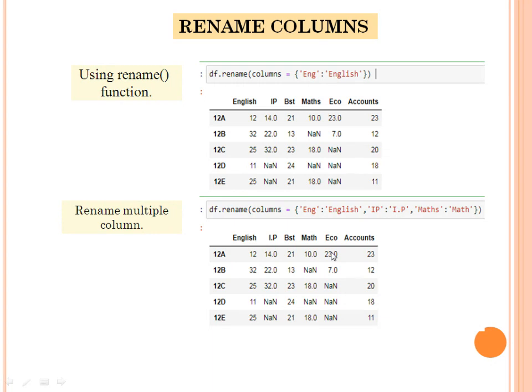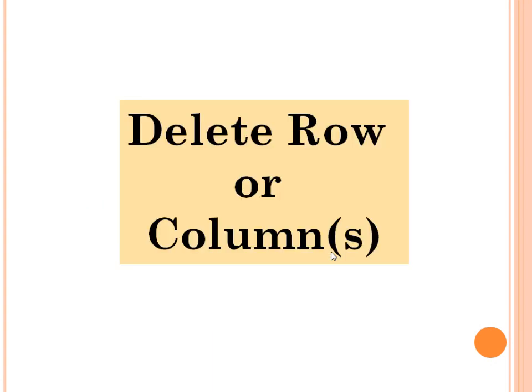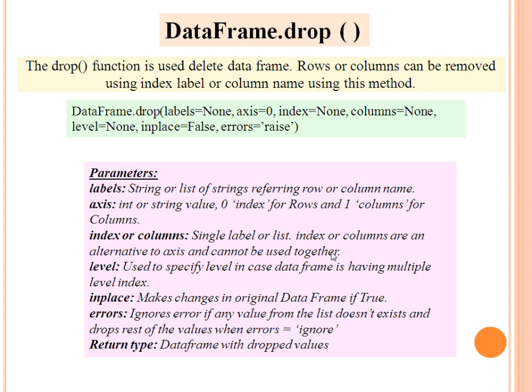Yeah. So my next topic is delete row or column. So children, for deleting the row and the column, we have another function, data frame dot drop. See children, data frame dot drop is used to delete the data frame rows and columns. So you can choose rows or columns. So these are their parameters, and we are working on these parameters in the video.